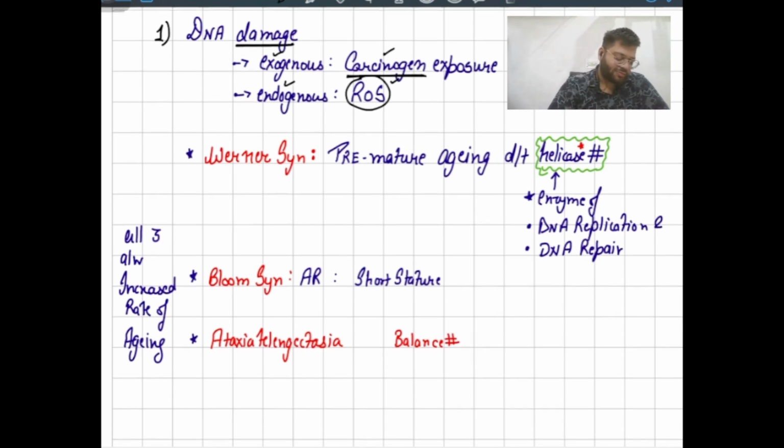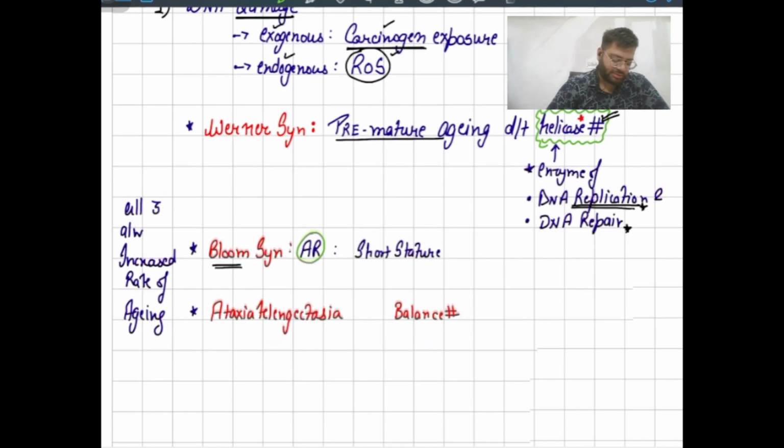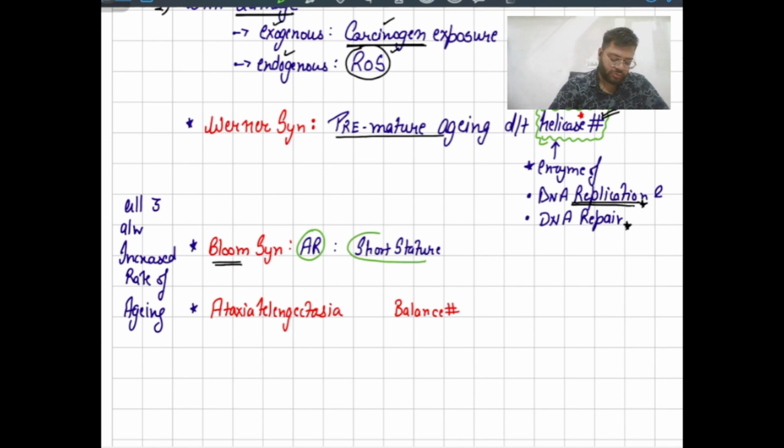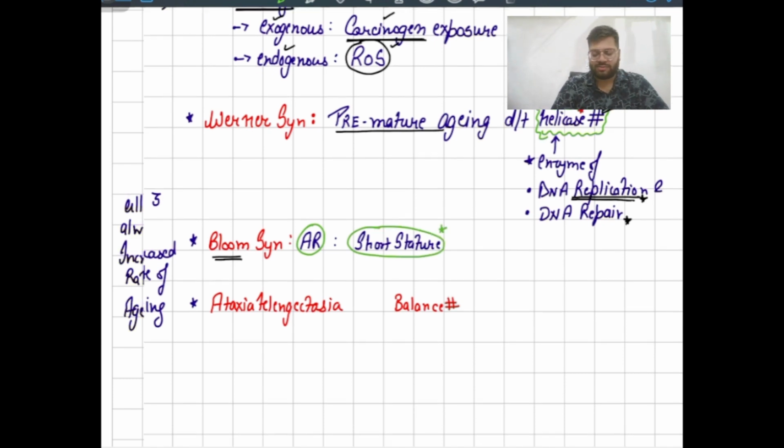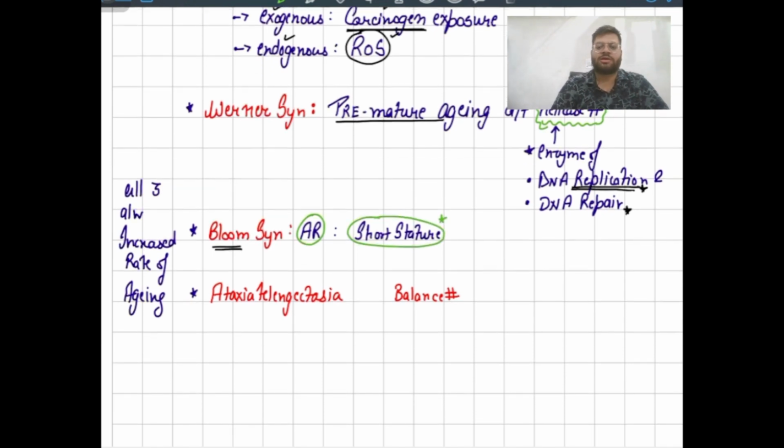So what is Werner syndrome? It is a premature aging syndrome, which is due to a defect in an enzyme called helicase. Helicase is an enzyme of DNA replication, or it may affect the DNA repair process. The other syndrome is Bloom syndrome. Bloom syndrome is an autosomal recessive disorder. Similarly, premature aging is there, associated with short stature in presentation. You have to remember this. There are many features of Bloom syndrome, but the important one I have mentioned here is short stature. You need to remember it.